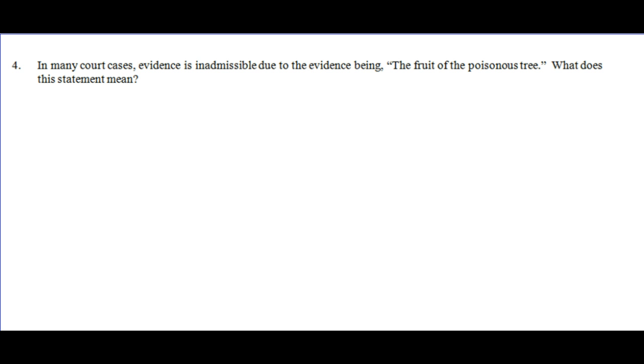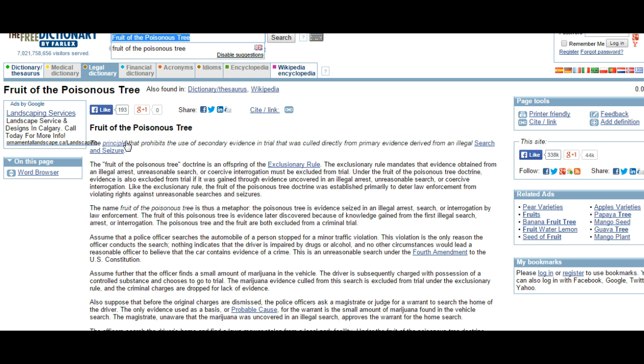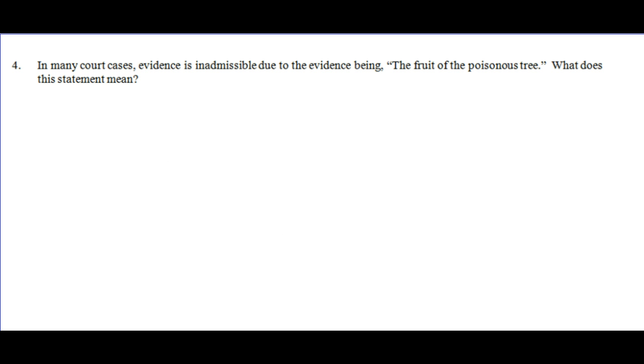If you're going to look it up, I'm going to pause this. Okay, fruit of the poisonous tree: the principle that prohibits the use of secondary evidence in a trial that was culled directly from primary evidence derived from an illegal search and seizure. There's the exclusionary rule, blah, blah, blah. And if you were watching this online, you could pause it and read it.